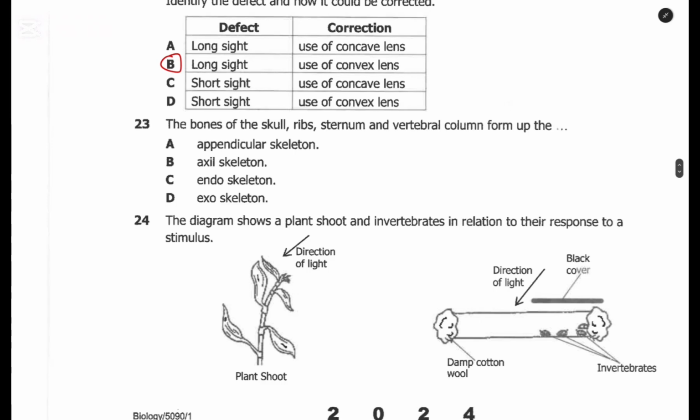Question 23, the bones of the skull, the ribs, the sternum, and the vertebral column form up the type of skeleton called the axial skeleton. So look at the skeletal system as well. Make sure that this topic you know it very well.